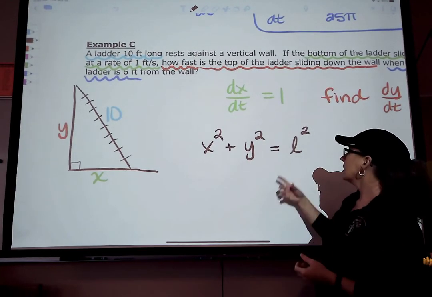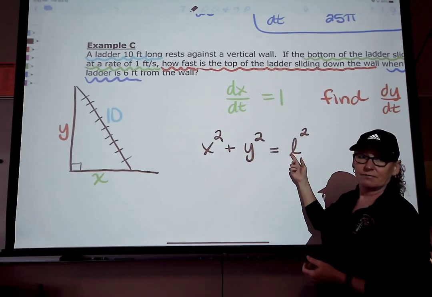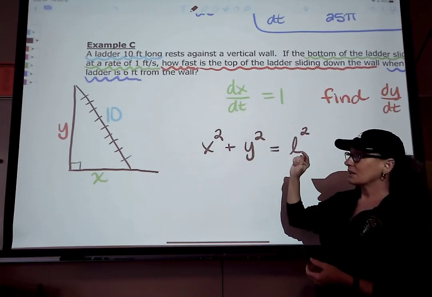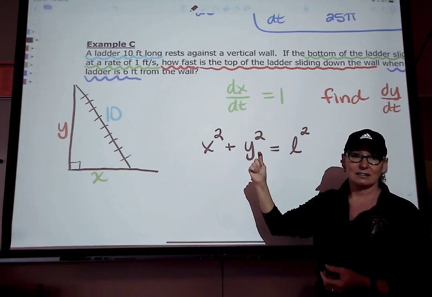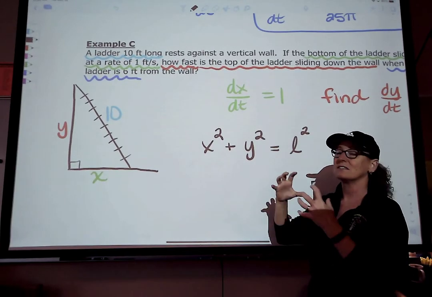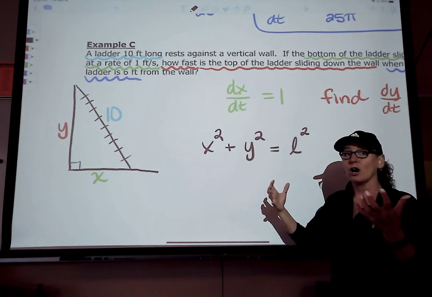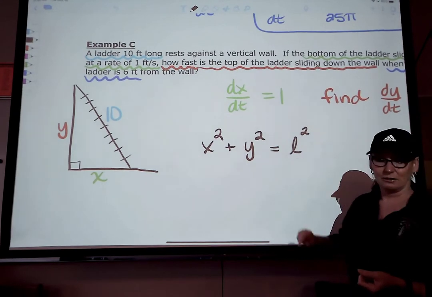It's changing. Is this length changing? The ladder is consistently 10 throughout the entire problem. You are allowed to put a 10 there.